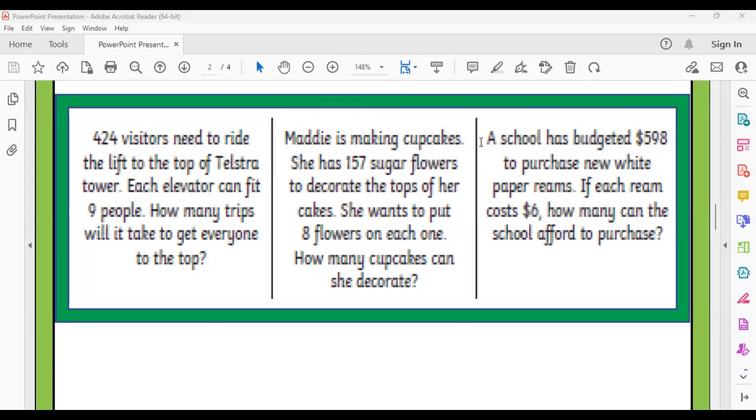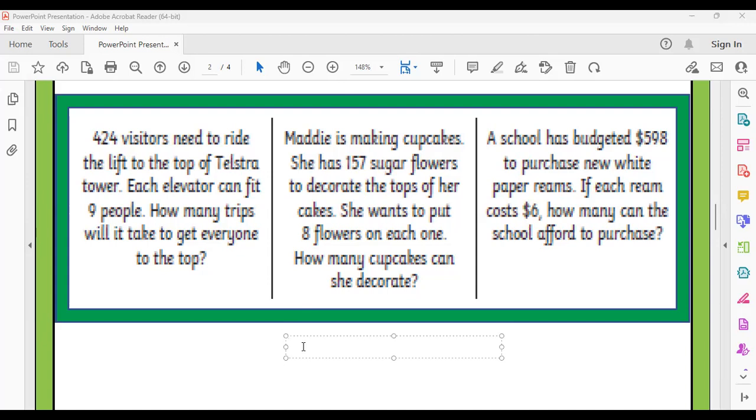Mandy is making cupcakes. She has 157 sugar flowers to decorate the tops of her cakes. She wants to put 8 flowers on each one. How many cupcakes can she decorate? Do you want to draw or go with a number sentence? Number sentence. Good. What do I write on my left then?